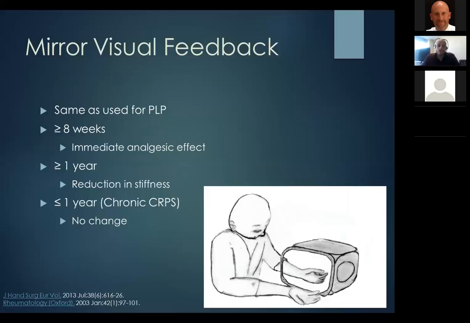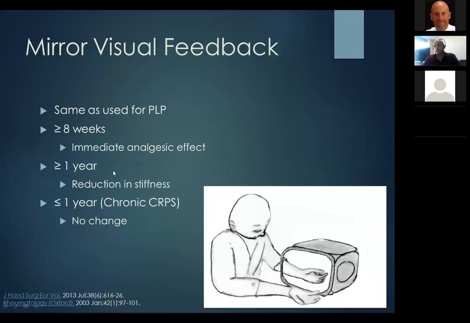There's no change in pain levels, and there's no change in range of motion using mirror visual feedback. And again, mirror visual feedback is essentially retraining your brain to assess how we can connect our brain to our muscles to help to control our different movements.